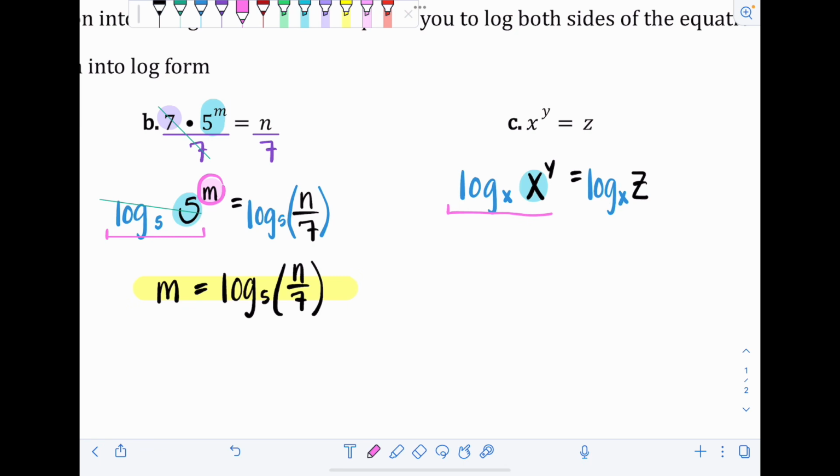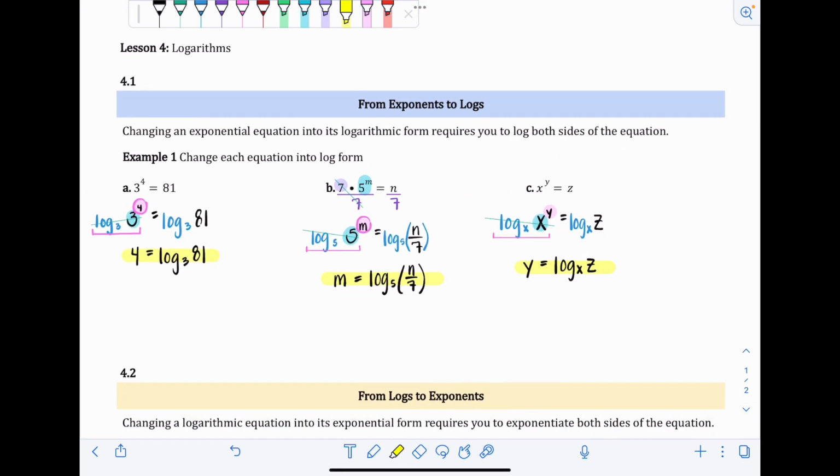So the log with the base of x cancels out the exponential, and then it leaves me with just the exponent from the exponential, so y. And then over here equals log base x of z. So y equals log base x of z. So whenever you're given an equation in exponent or exponential form, you can apply a log to both sides of the equation, and that'll change it into log form.